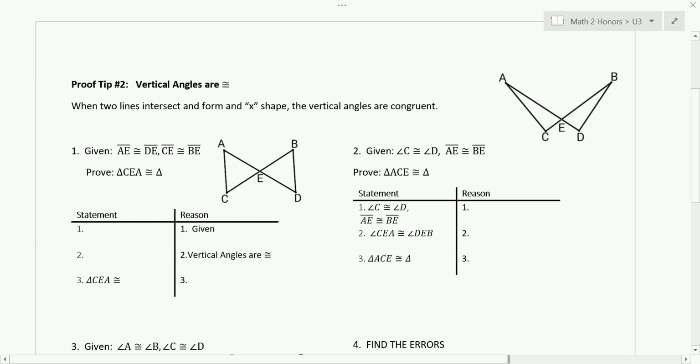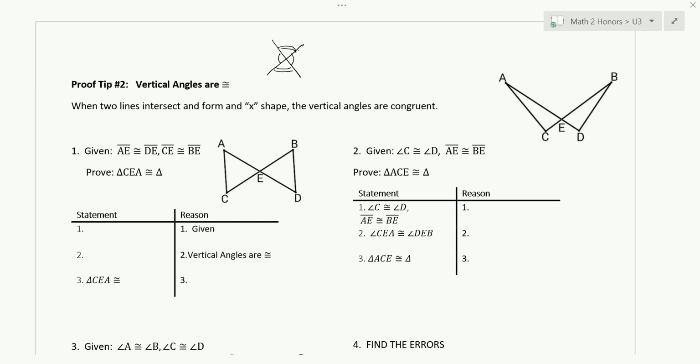So vertical angles are when you have two lines that intersect and form an X shape, or they could be line segments. And whenever you have that, you get two sets. You get this set right here congruent to this set, and this set congruent to this set here. So you get two pairs of congruent angles. And so just look for that.